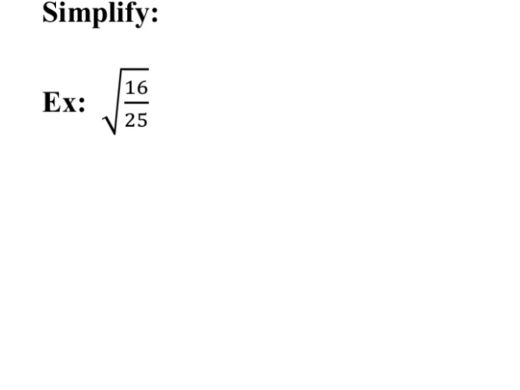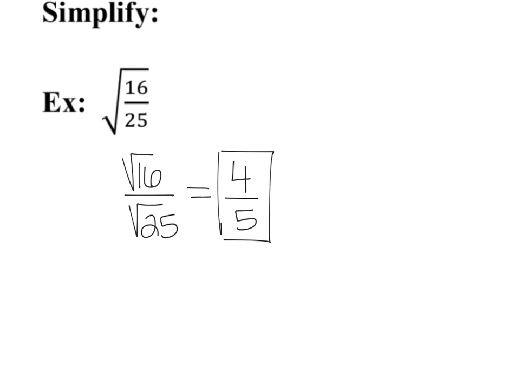So on this first example, we have the square root of 16/25, and because it's a fraction, we're not allowed to keep it like that. We have to split it up. So the quotient property tells me that I can make it the square root of 16 divided by the square root of 25. Well, I know the square root of 16 is 4, and I know the square root of 25 is 5. So this one actually worked out very nicely.